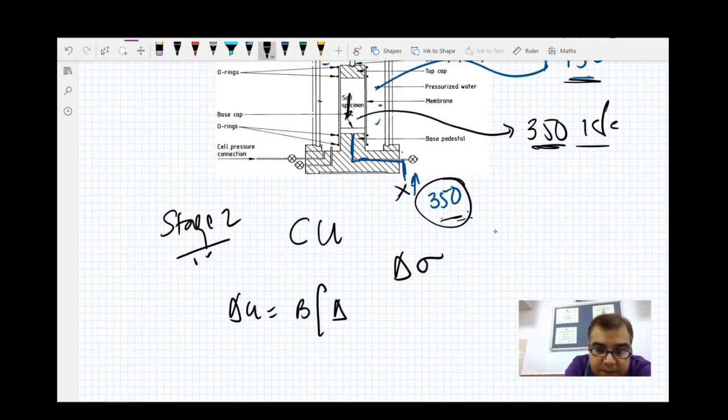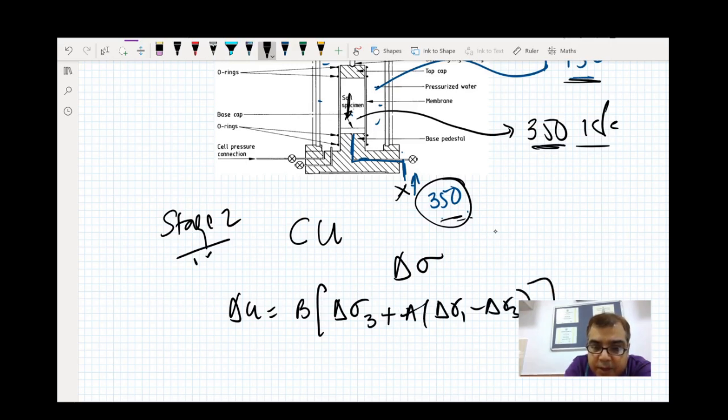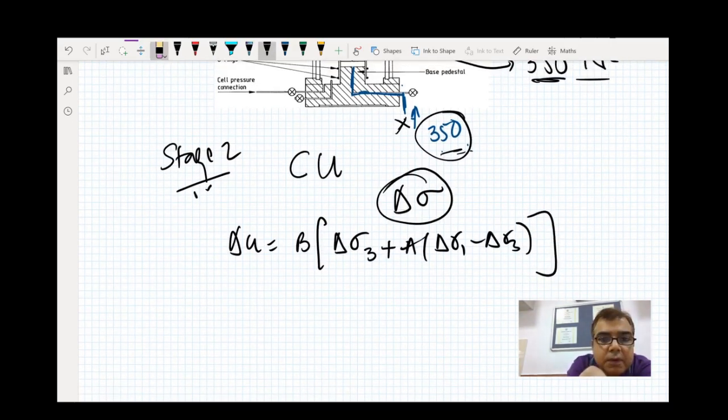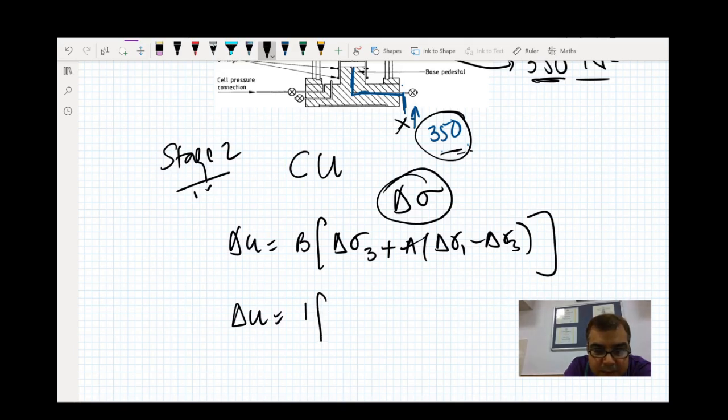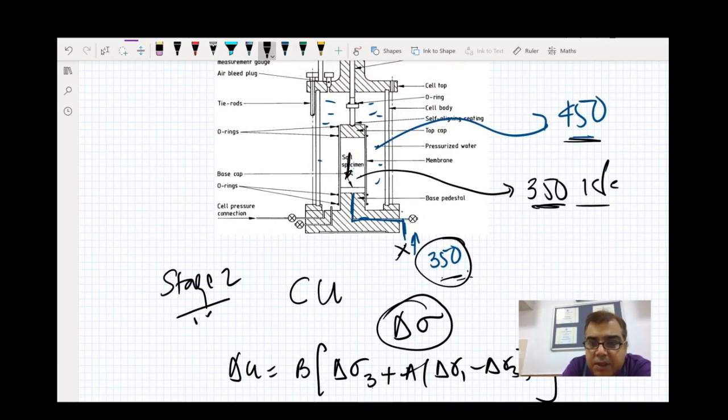So remember this Skempton equation which we had. So this time it's delta sigma 3 plus A times delta sigma 1 minus delta sigma 3. So in this case, this equation leads to delta U equals B, which we have just seen was 0.96, and I'm going to assume this as 1, times delta sigma 3 plus A times delta sigma 1 minus delta sigma 3. Delta sigma 3 is the change in cell pressure.